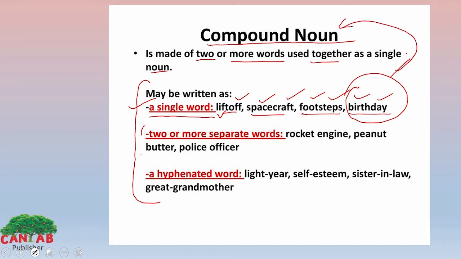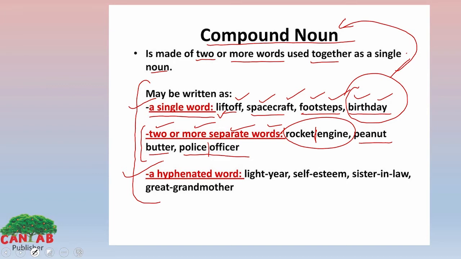Look at the second form of compound noun: two or more separate words. Rocket engine, peanut butter, police officer. Here there is a space. In the first form, the single word compound nouns, there is no space between the two words. But in the second form, we see a blank space. Look at the third form of compound noun, a hyphenated word.